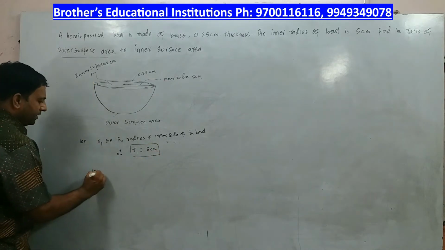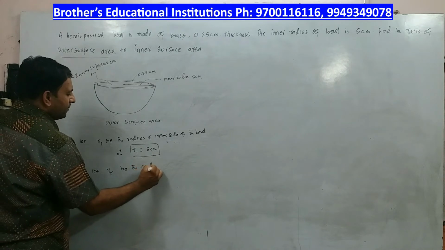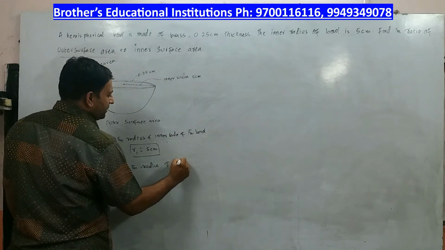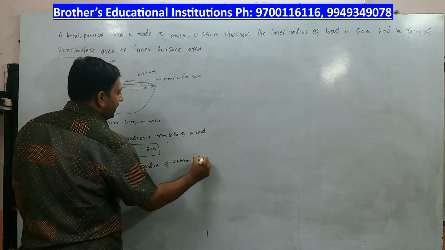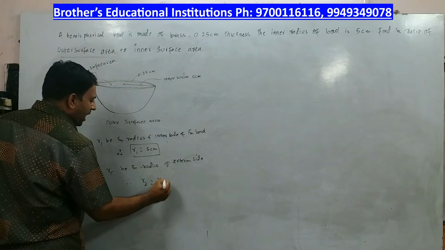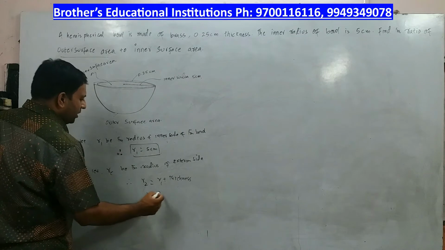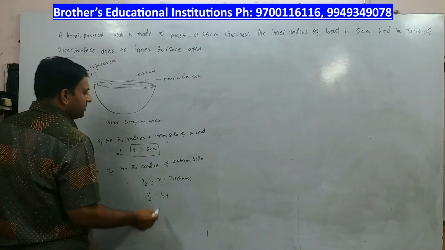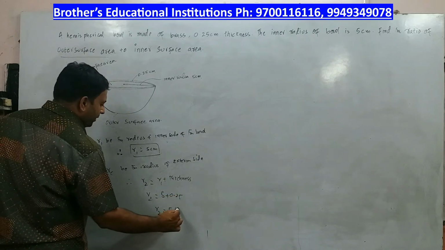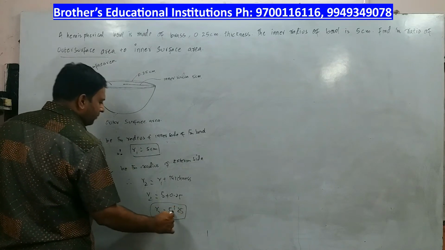Now, let R2 be the radius of the exterior side of the bowl. So therefore, R2 will be equal to inner radius R1 plus thickness. And what is the thickness you got? R2 is equal to R1, which is 5 centimeters, plus thickness 0.25. So therefore R2 is equal to 5.25. So we got the value of R2, we got the value of R1.